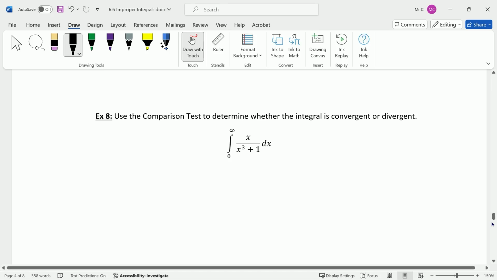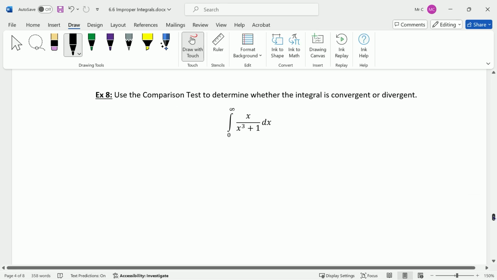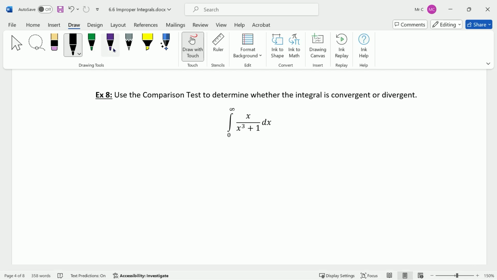Okay, so on to this next example. Use the comparison test to determine whether the integral is convergent or divergent. And here we have two problems.